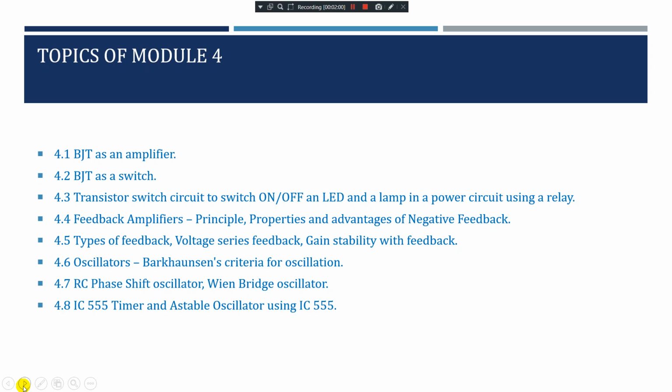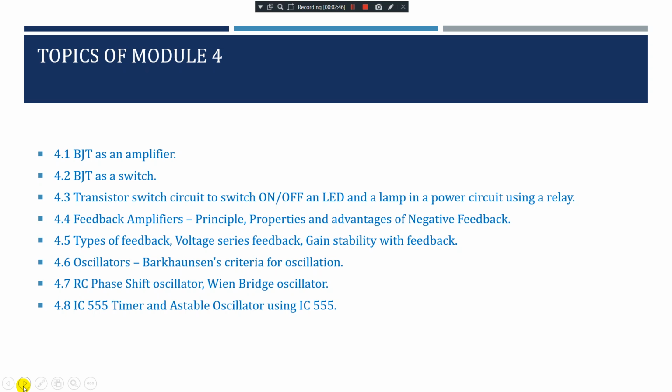Apart from these transistors, we have feedback amplifiers. In that we will be studying the principles, properties and advantages of negative feedback and also positive feedback. Then we have types of feedback: voltage series feedback, gain stability with feedback. Apart from these we have oscillators, the Barkhausen criteria for oscillators, and RC phase shift oscillators, which are resistor and capacitor coupled oscillators, and the very famous Wien bridge oscillator, which I have already studied in physics.